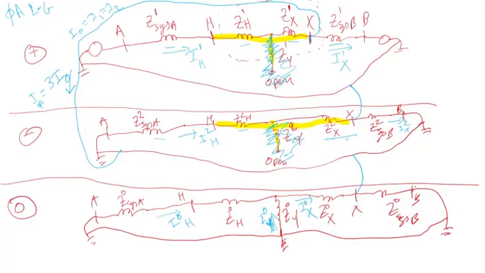So if you go back to the original diagram, let me calculate Z1 equivalent, Z2 equivalent, and Z0. These are the Thevenin equivalent positive sequence impedance, the Thevenin equivalent negative sequence impedance, and the Thevenin equivalent zero sequence impedance.